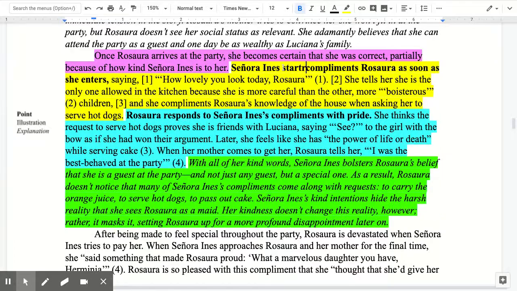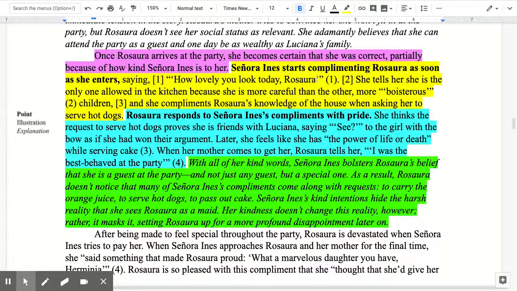Actually, because these aren't all at the beginning of the party, I might say Senora Ines starts complimenting Rosara as soon as she enters. And now these are all the compliments that she gives her. So I am supporting this part of my topic sentence, right? How kind Senora Ines is to her.